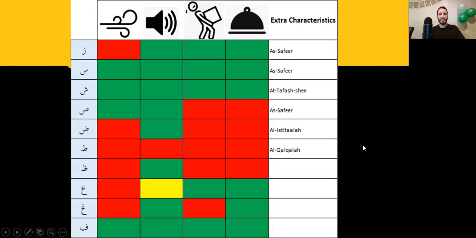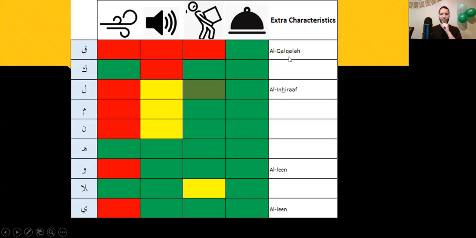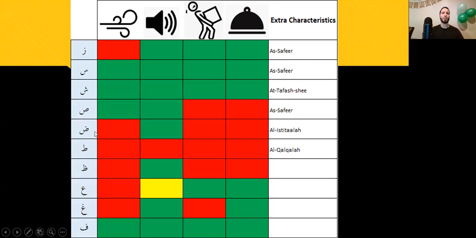What is next? If you can see, after ta, we have da and, for example, dha. They both have 3 red, but da has istitala, which means the sound keeps going for a longer time. So that means da is even stronger than dha. But da and qa have the same thing. They have 3 boxes that are red, and they have an extra characteristic. So these are the second strongest letters, and then comes dha. These are the strongest.